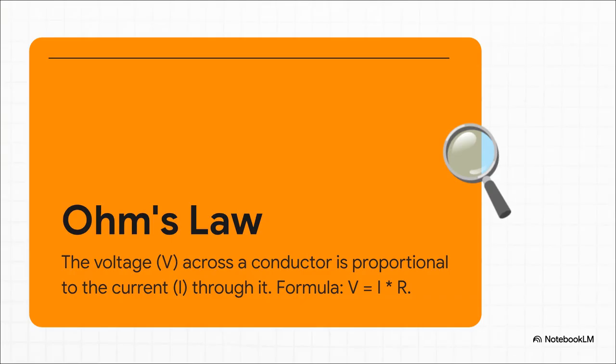It's beautiful in its simplicity. It just says that the voltage, which is basically the push from the electric field, is equal to the current that you get multiplied by the resistance of the wire, V = I × R. So that R, the resistance, is just a number that tells you how much that material is fighting back against the flow.